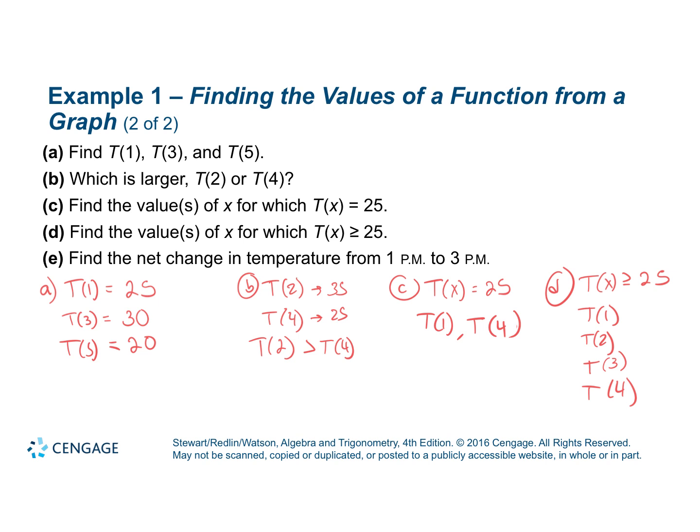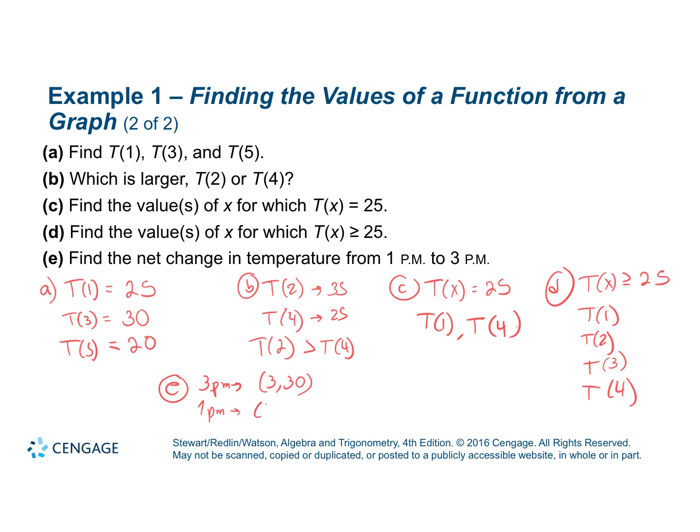I counted it wrong. And then for E, they want us to find the net change in temperature from 1 to 3 p.m. So the way you find this is you're going to find the points. So let's find the points of 3 p.m. The points of 3 p.m. are 3, 30. And then the points for 1 p.m.